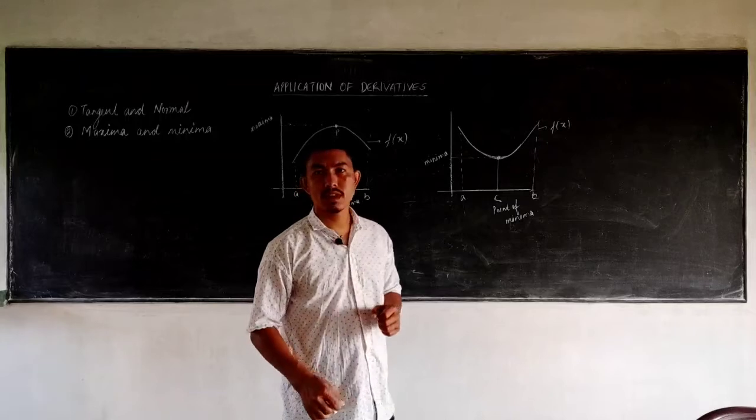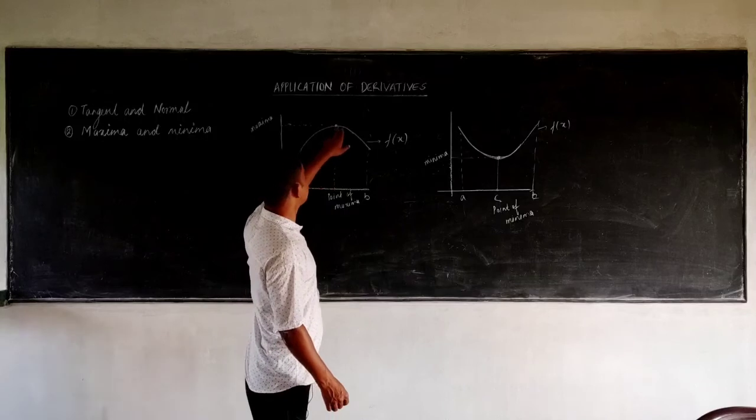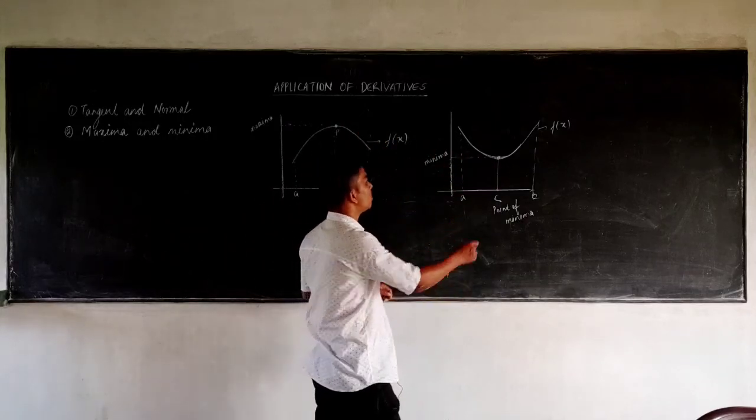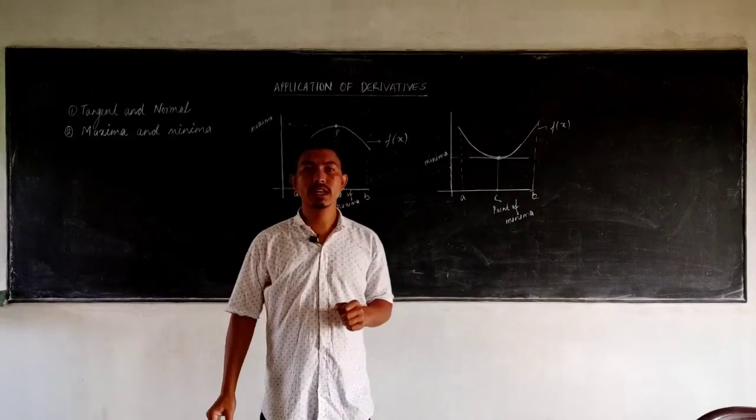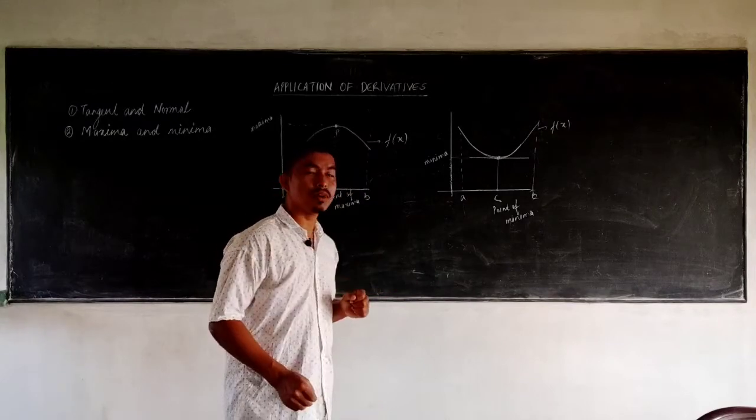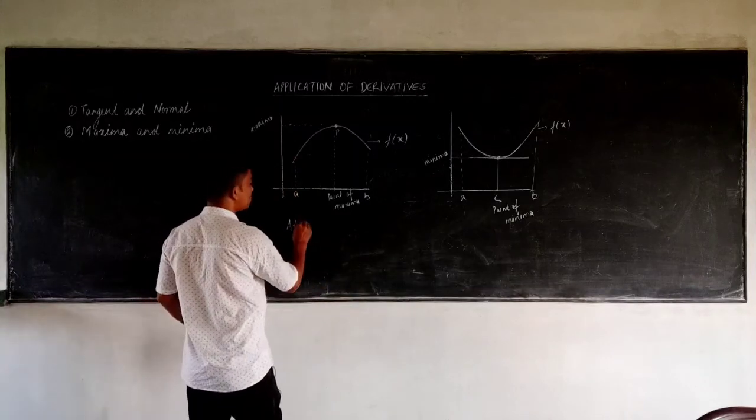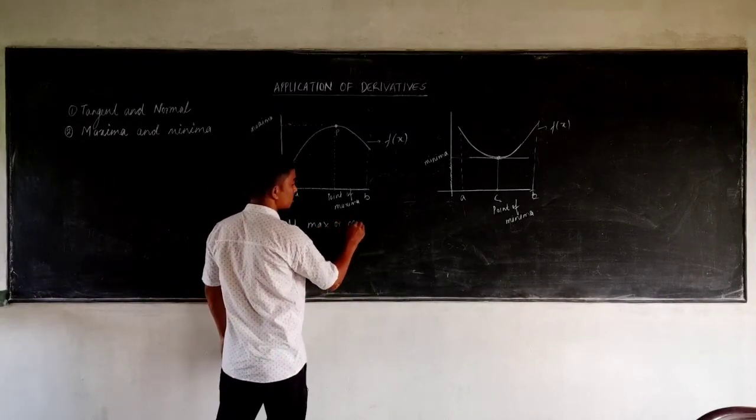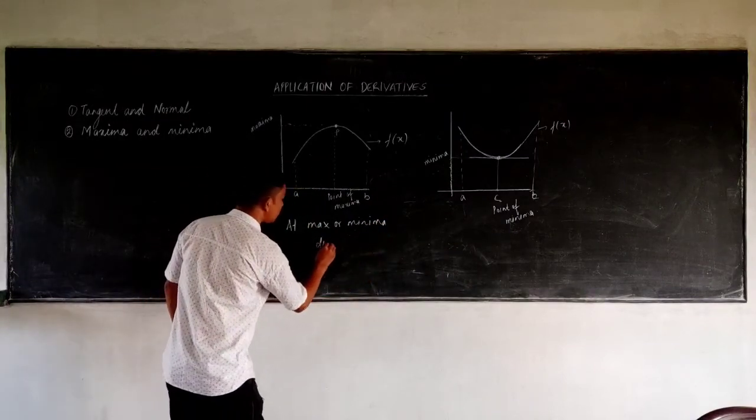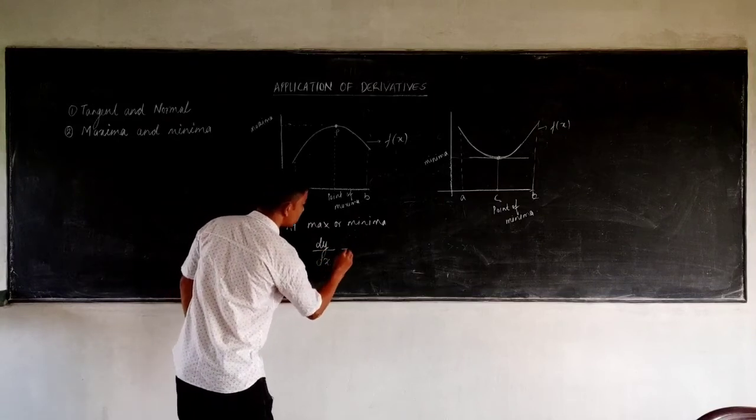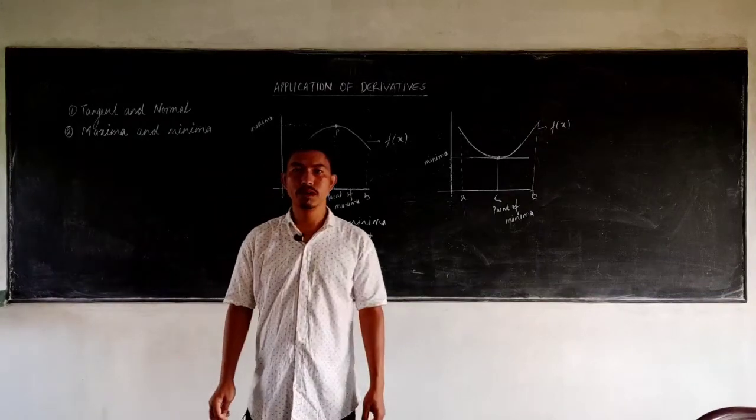Now we will try to understand this in terms of the derivatives. So we see that at the point of maximum or minimum value, what happens? If I draw a tangent at that point, the tangent is parallel to the x-axis. So we know that any line which is parallel to the x-axis, its slope is equal to 0. So therefore at maxima or minima, we see that the slope is equal to 0. So the derivative of the function, that is dy by dx, will be 0. This is the condition for a curve to have either a maximum or a minimum value.